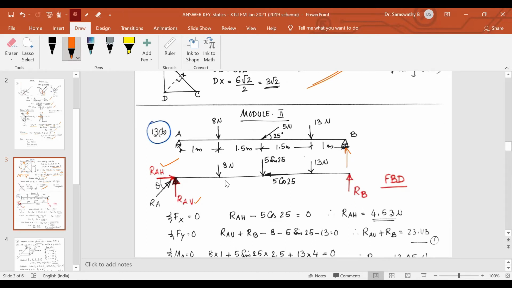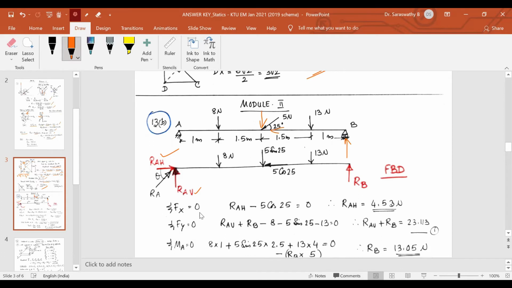Then mark the external loads, 8 kilonewton. This inclined load is resolved: 5 sine 25 vertical and 5 cos 25 horizontal. This is acting at this point. So towards the joint, you have to mark the arrows. That is why 5 sine 25 downwards and 5 cos 25 towards left. Now forget about this figure. Consider this. First of all, write sigma Fx is equal to 0. X direction forces: RAH, 5 cos 25 opposite. So RAH minus 5 cos 25 equals 0. So you will get RAH.